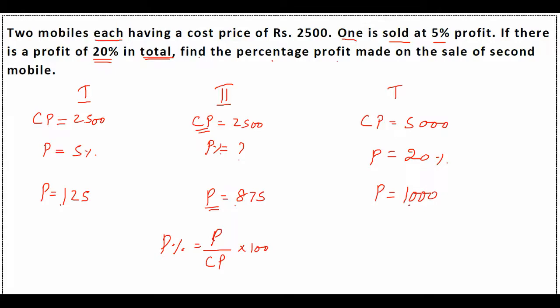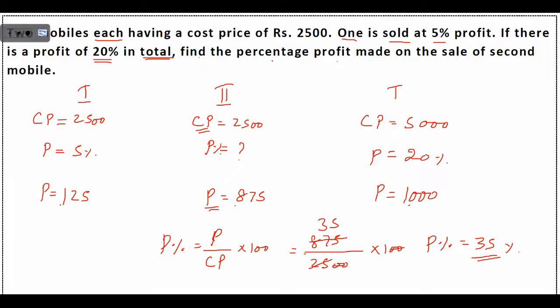So clear? Okay. So if you solve this, 875 divided by 2500 into 100. If we cancel the zeros, and 25, so directly we can cancel using the 25 table. So this will be 32 and 35. Okay. So profit percentage is equal to 35. So clear? So this is how we solve it in a basic way. That's the concept way. But I am going to teach this question in a simple ratio method.